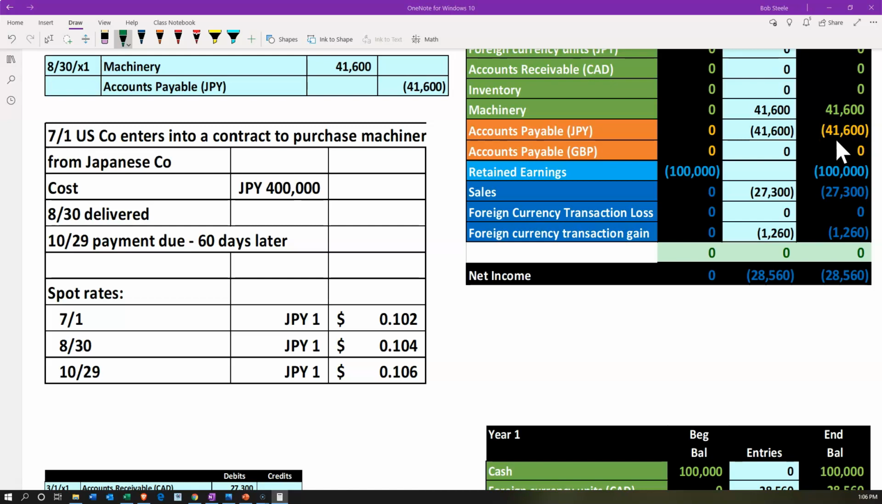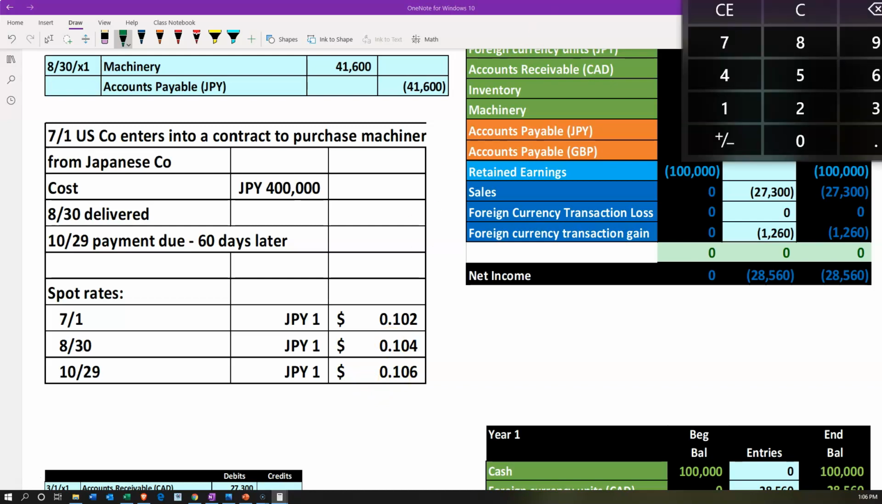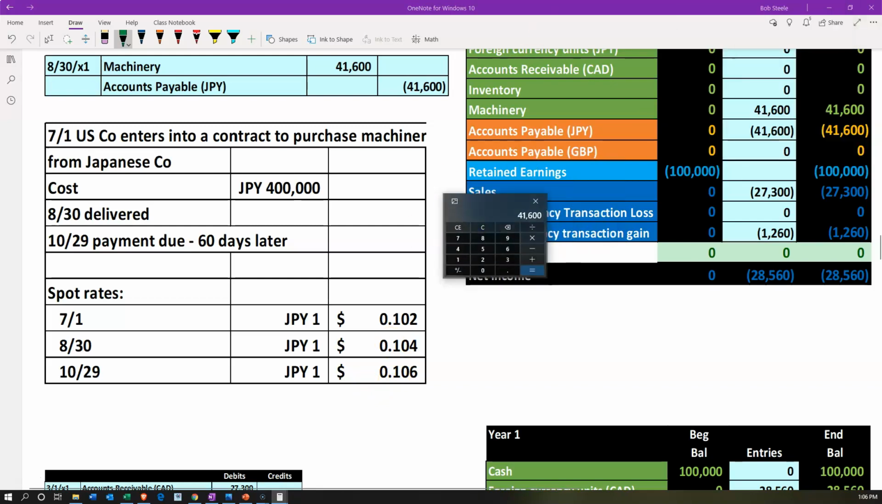That's the dollar equivalent. But now we need to revalue that to the current point in time, the time that we make the payment, which is now 60 days later. So we're going to be using the new spot rate, which is this 0.106. So let's pull out the trusty calculator here. I'm going to say, all right, trusty calculator.